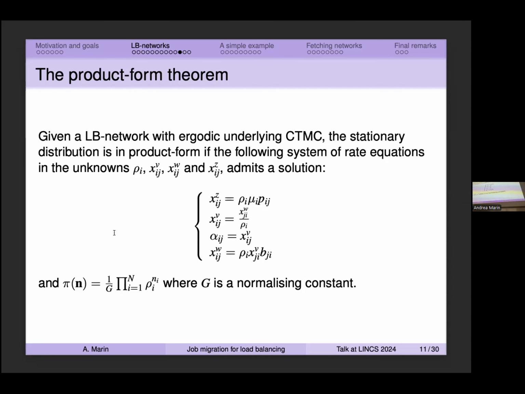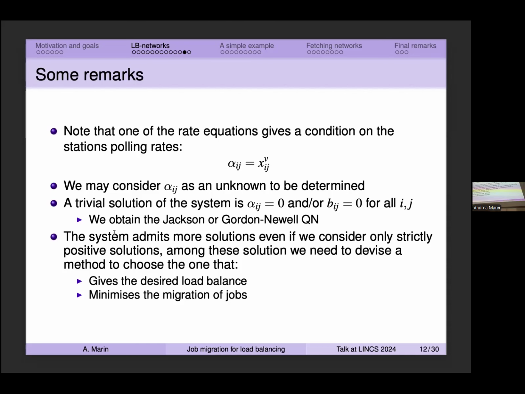But remember that here you may notice that this is the polling rate, and the polling rate must be equal to this unknown over here. So what we propose is this: leave the polling rate, so you have basically the product form only from a specific polling rate. So the point is, leave the polling rate as an unknown. Don't fix the polling rate, because you don't have product form for any polling rate.